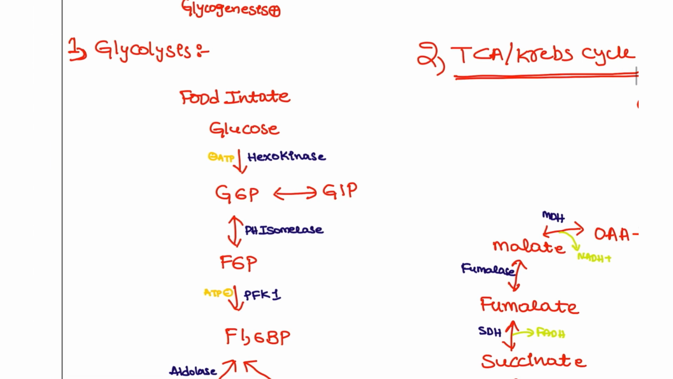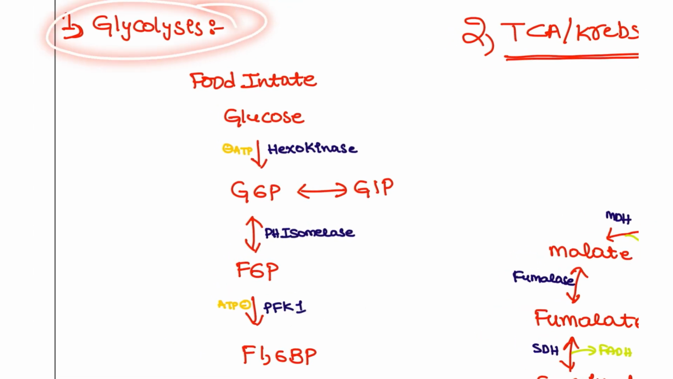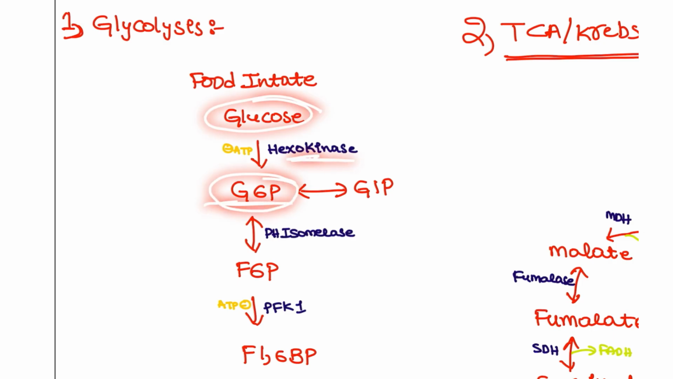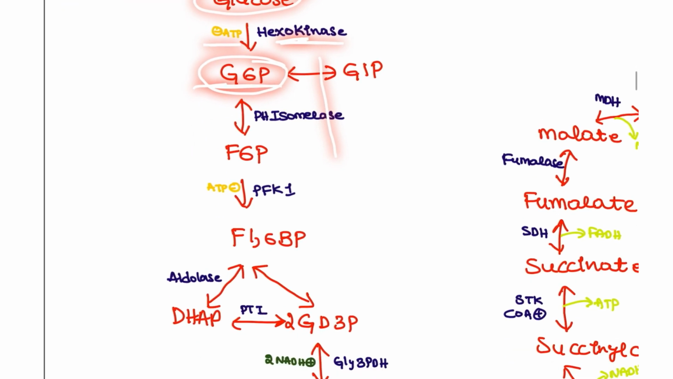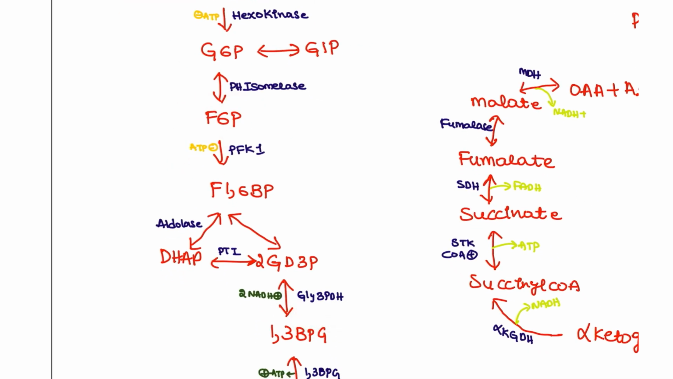Next, the glycolysis pathway. In the glycolysis pathway, whenever you have taken food, immediately after that what happens? The glucose is irreversibly converted to glucose 6 phosphate. Okay, irreversible. Hexokinase converts it and consumes 1 ATP. Glucose 6 phosphate is converted into fructose 6 phosphate, and then fructose 6 phosphate is irreversibly converted to fructose 1,6 bisphosphate.